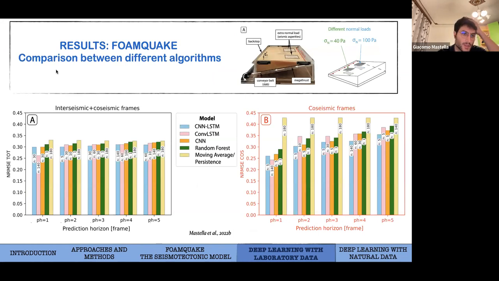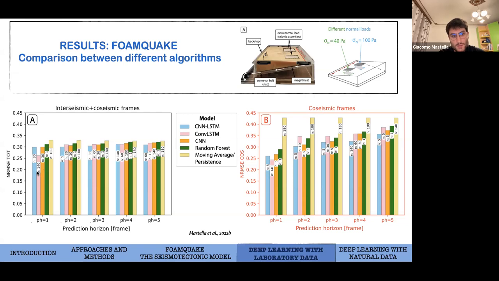Here I represented the results from FOAMQUAKE, obtained analyzing a FOAMQUAKE experiment characterized by two asperities. I represented the normalized root mean square error, which is a metric that measures the effectiveness of the model in predicting the velocity field as a function of the prediction horizon, for all the architectures that we tested. And I considered two different prediction scenarios. In prediction scenario A, we consider both the interseismic and coseismic frames, while in prediction scenario B, we only consider coseismic frames.